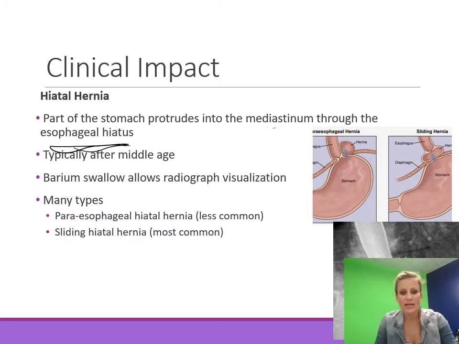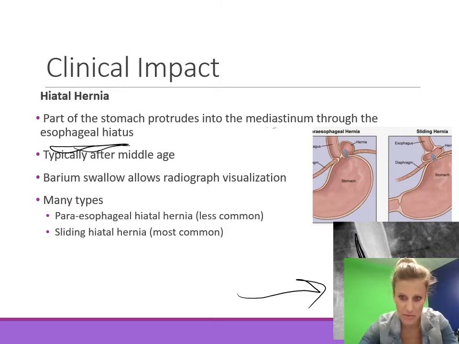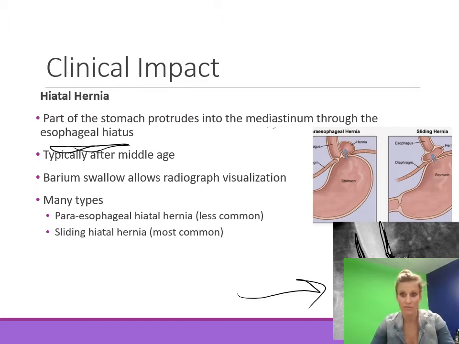If we want to visualize this radiographically, we can do this with a barium swallow. It allows us to visualize the digestive tract, and you can see that here, right? So the stomach is down here, the esophagus is up here. This is the area that should be down here, the diaphragm. So you can see that it's protruded up through the hiatus, the opening right here. And all of this should be down in the abdomen. It should not be up through the diaphragm in the thorax.